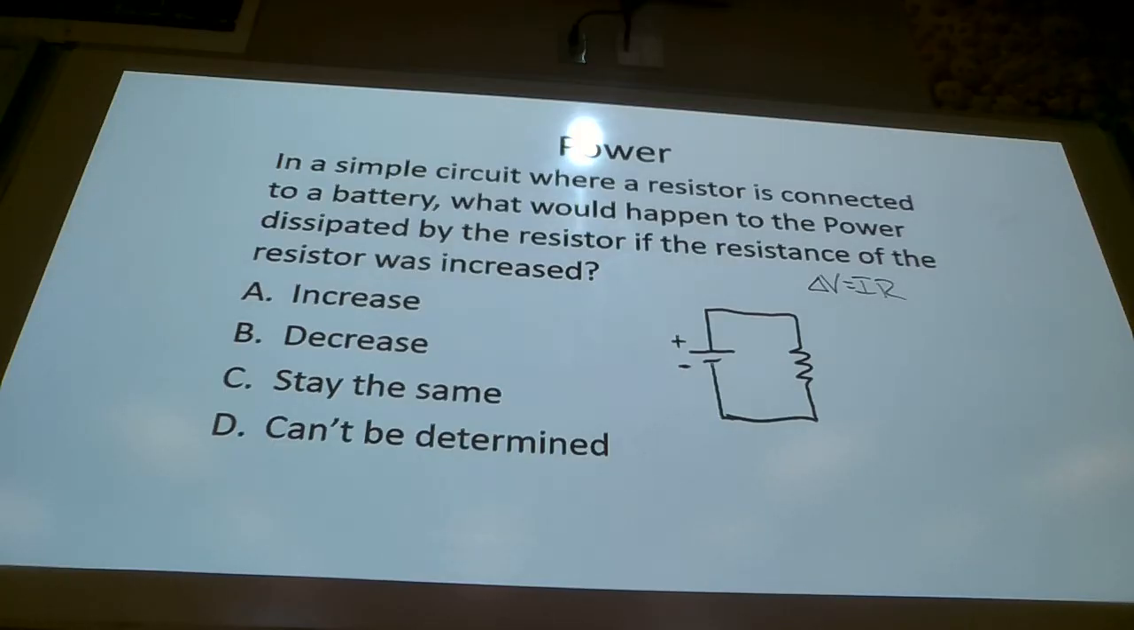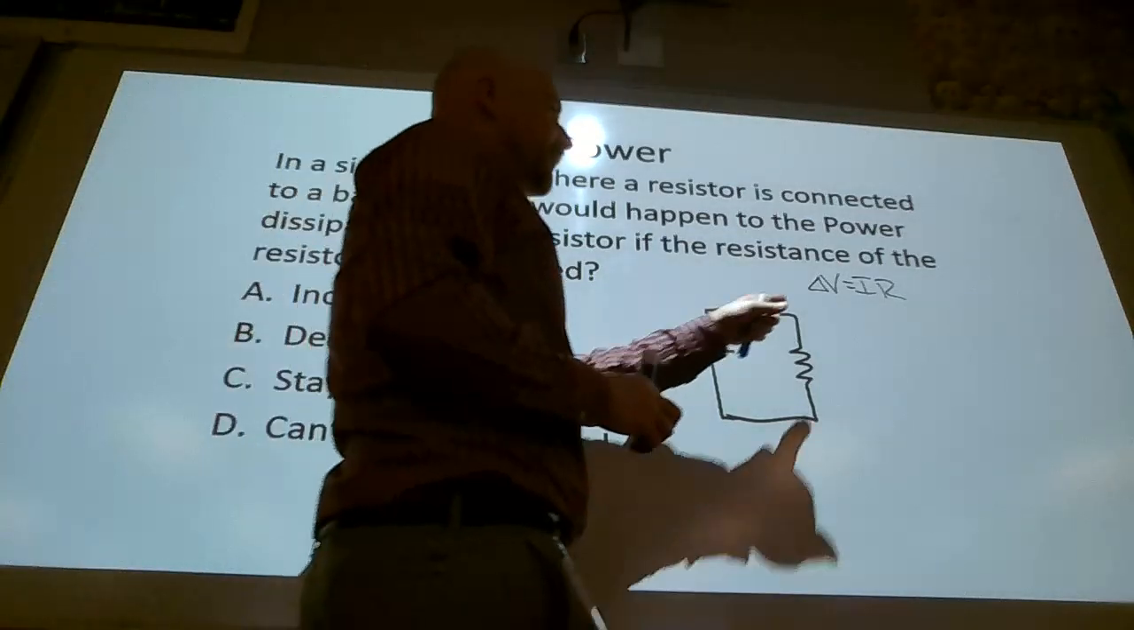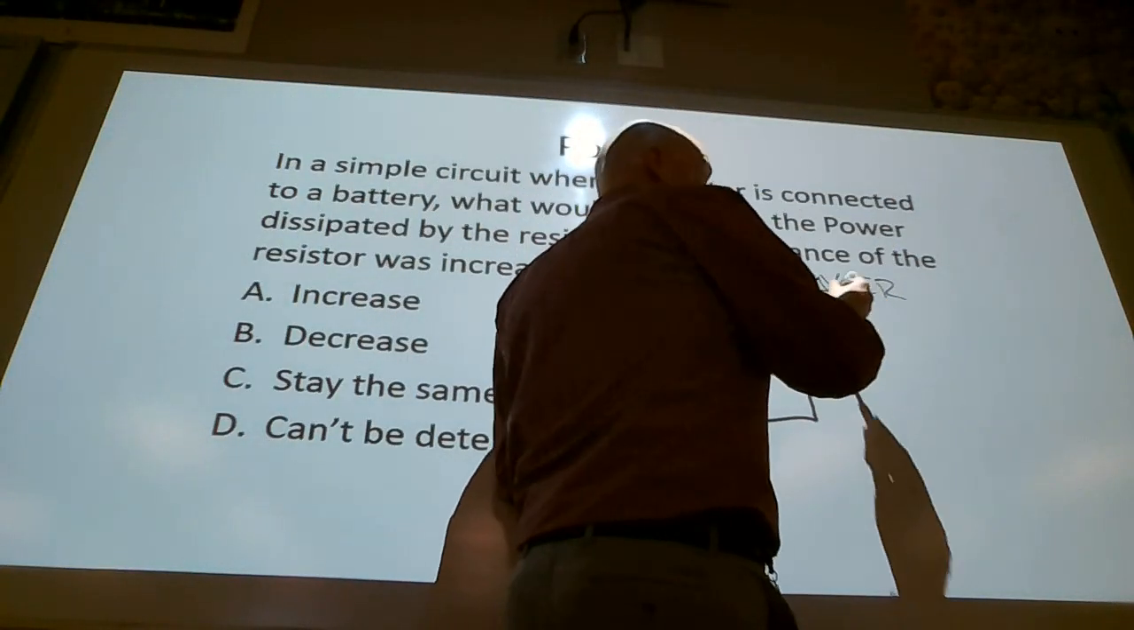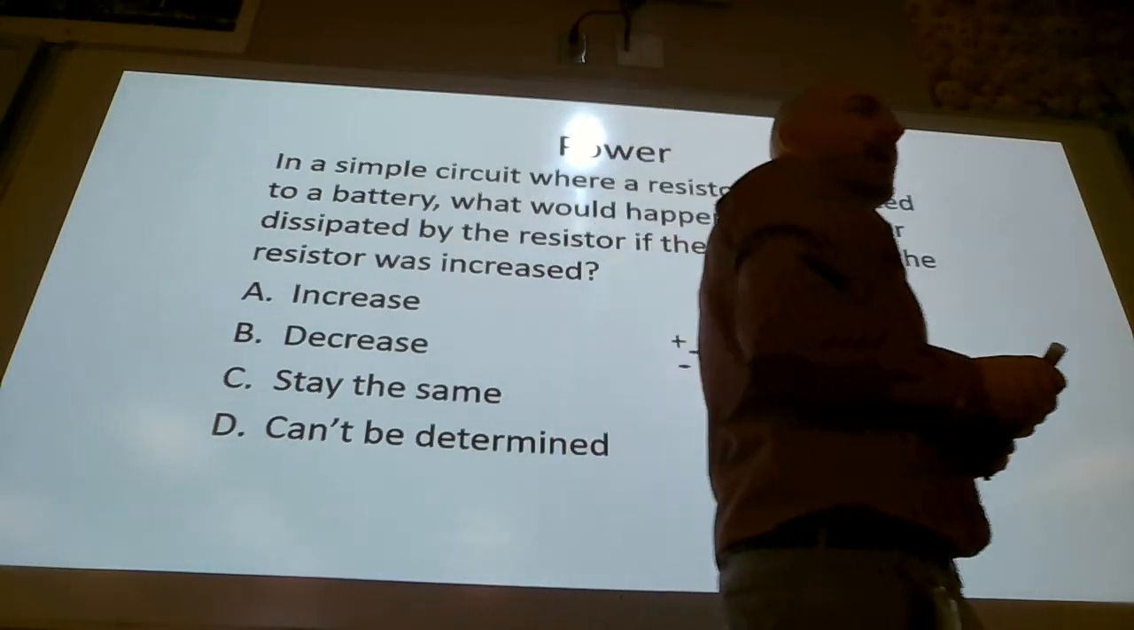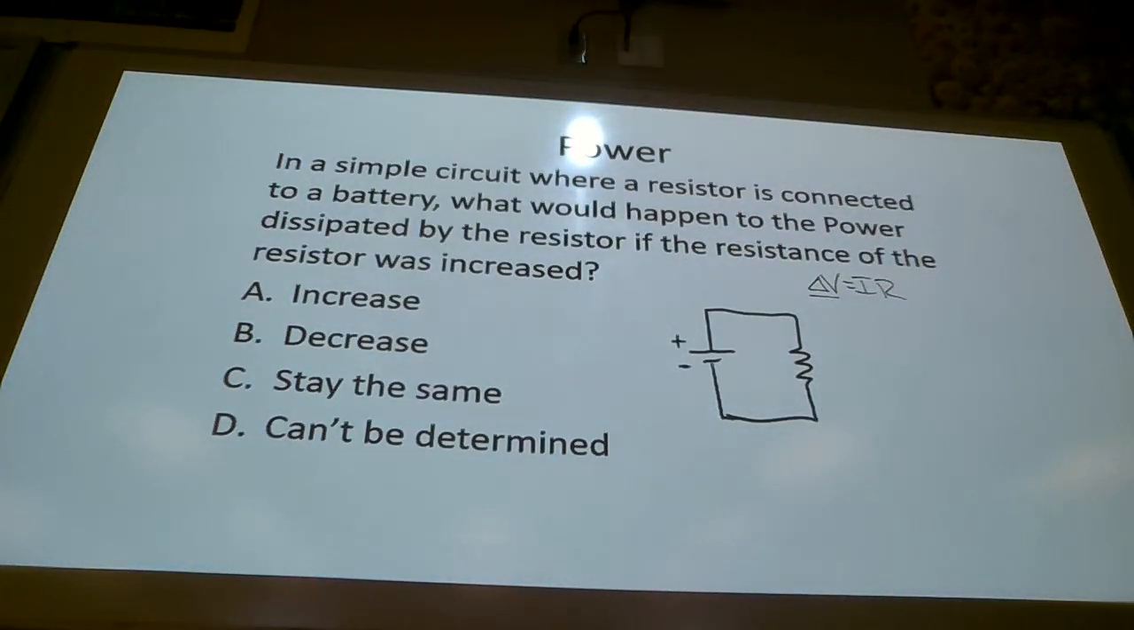Not current. Voltage. Why is the voltage staying the same? What determines the voltage? The battery. The total voltage is determined by the battery. So that value is fixed. That is a really important point. When you know that one of your measurements is staying constant through the experiment, that's a good anchor point.